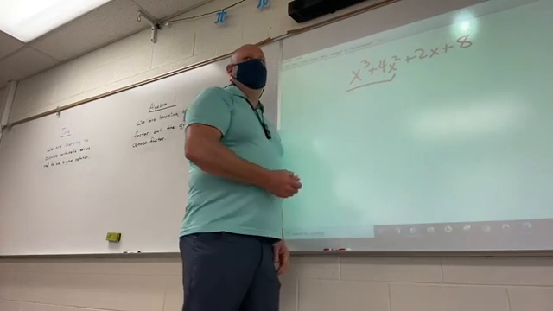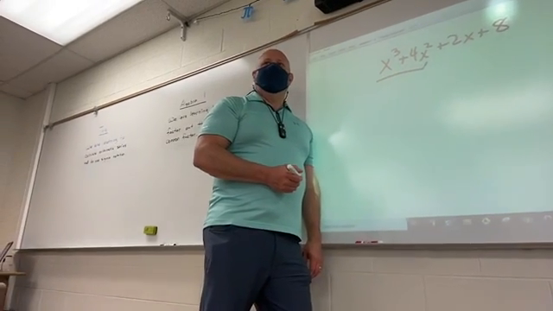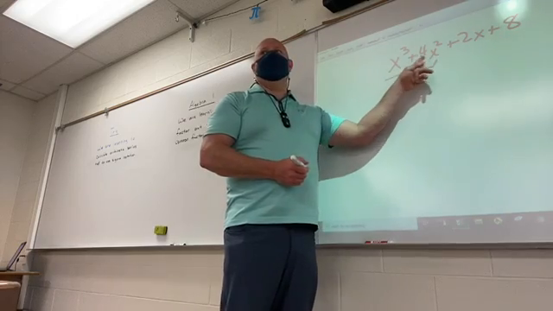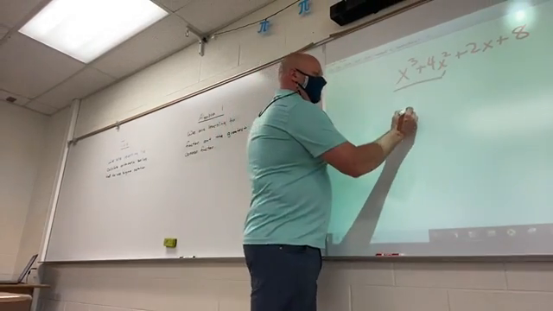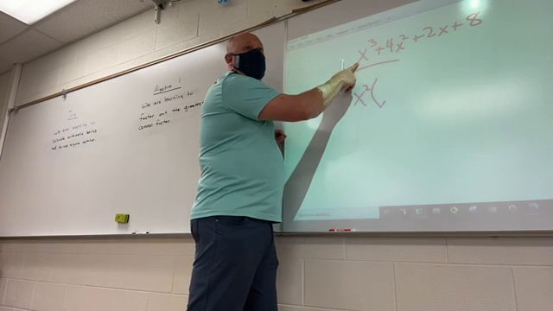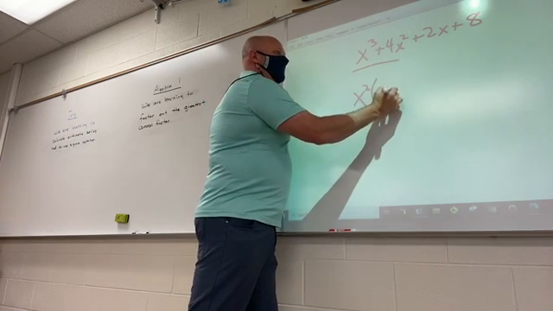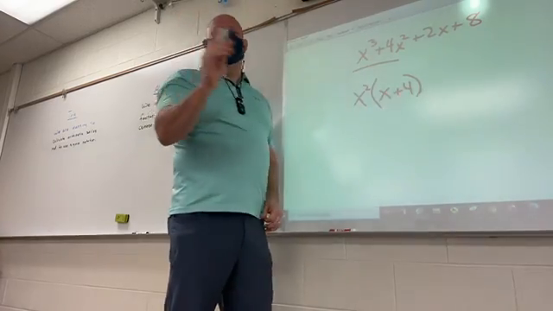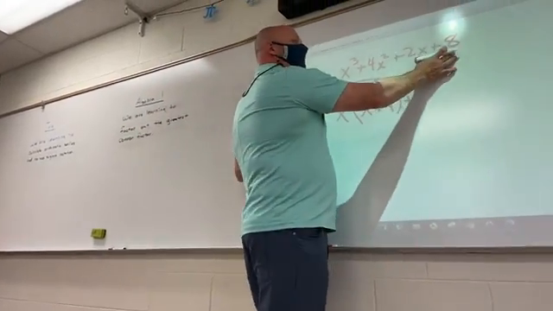Look at just the first two. What can you pull out of just the first two? What do these two have in common? They both have x squared, right? And if you pull that out, what do you have left? You have an x and a 4. Yes? Do the same thing over here.